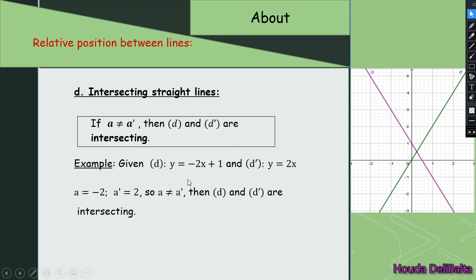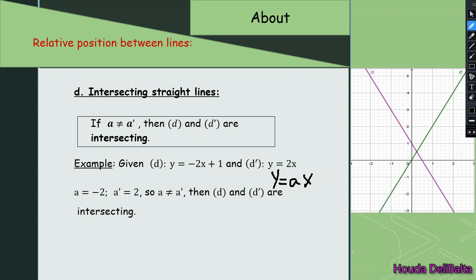Given the example, D is of equation y equals minus 2x plus 1, and D prime is of equation y equals x. Let's stop a little bit here. What does that equation remind you of? That's a line passing through the origin, because it has the form of y equals ax. Its y-intercept here is 0. So note that when a line has the form y equals just a number times x, without plus or minus any constant beside it, then definitely this line is passing through the origin.